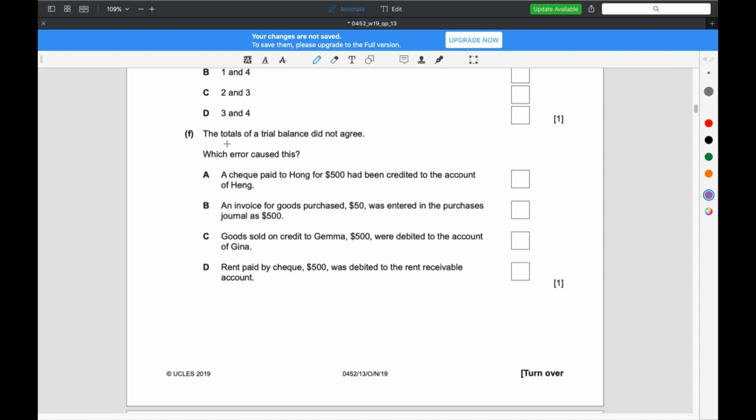And in part F he says the totals of a trial balance did not agree. Which error caused this? Let's take a look at the options here. In option A, he says a check paid to Hong for $500 had been credited to the account of Heng. So if anything is paid, it's a debit because it's an expense, right? So this means that the debit side of a trial balance is actually understated, because this amount has been credited. So the credit side has gone up, but the debit side has gone down because the 500 has been included in the credit side and not on the debit side. So this is going to be your answer.